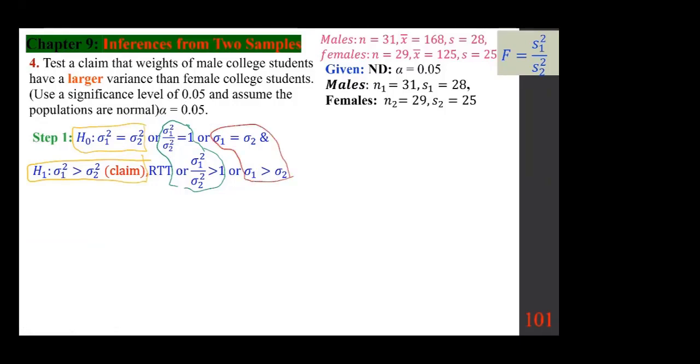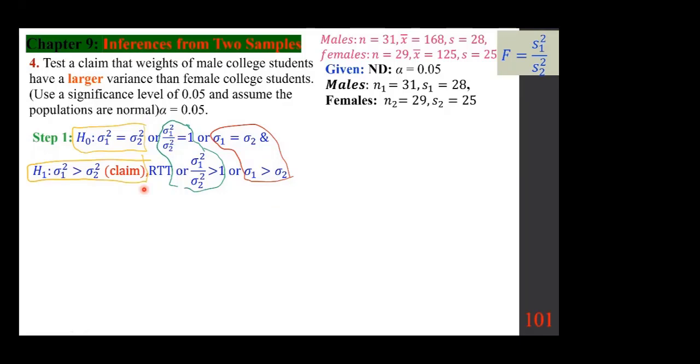Here's the third one. Please do not use all of it. I'm just showing you. You can say sigma 1 squared equals sigma 2 squared. Sigma 1 squared is larger than sigma 2 squared. That's done. Perfect. You're fine. Or the ratio of sigma 1 squared and sigma 2 squared is 1, otherwise is larger than 1. Or you can say sigma 1 is equal to sigma 2. If you go with that, sigma 1 is larger than sigma 2. And H1 happened to be the claim, and it is a right tail test.